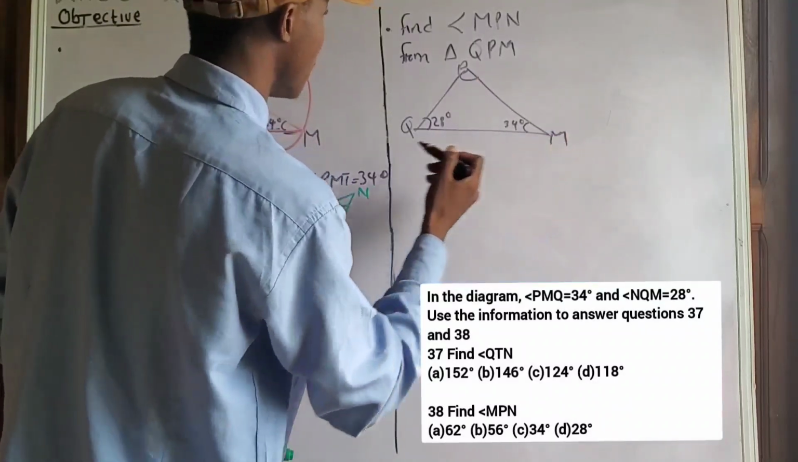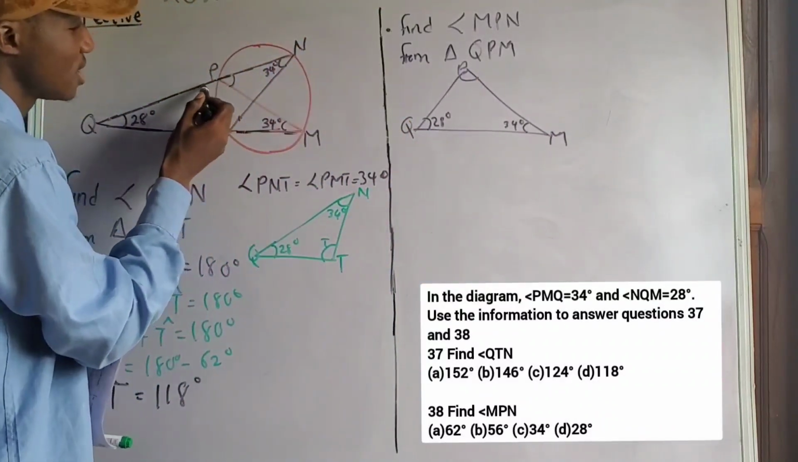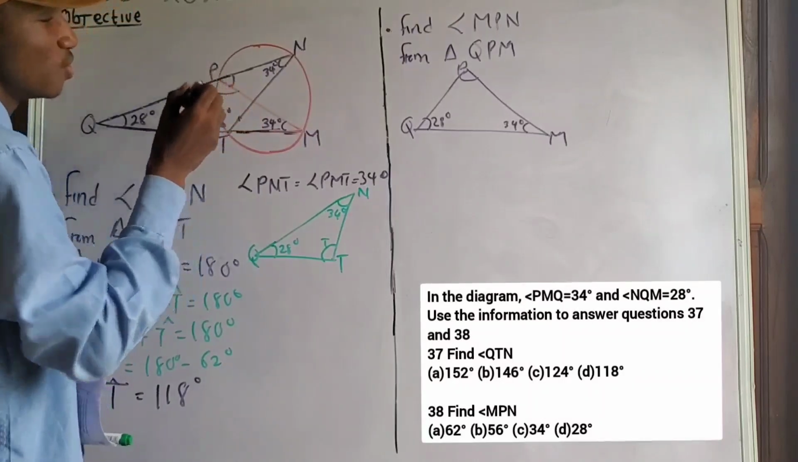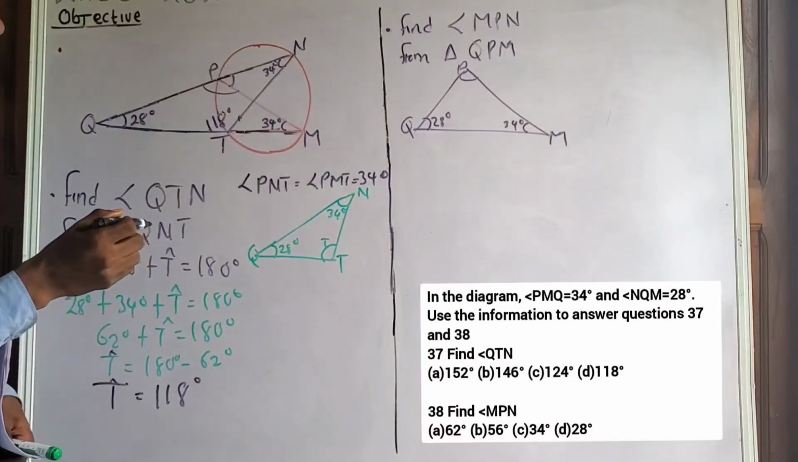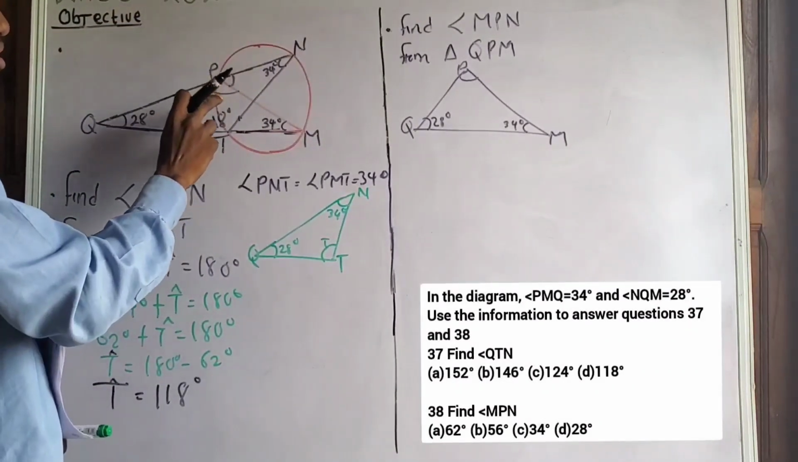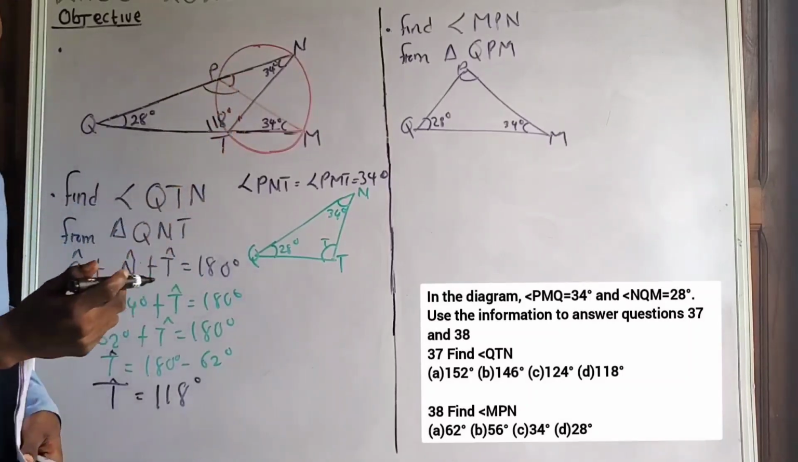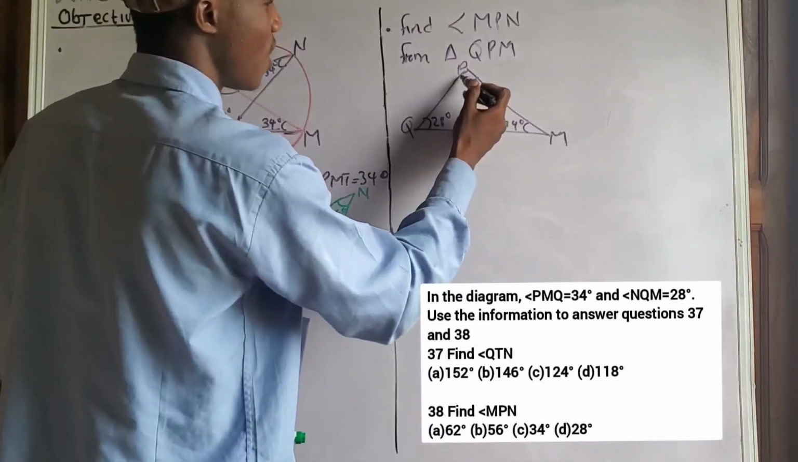QPM. Okay? Now, please pay attention. If I know this angle, I can easily get this angle. Do you understand? Because I just have to subtract 180 from this angle to get this angle. Do you understand? Okay? To get this angle as well, what do we do?